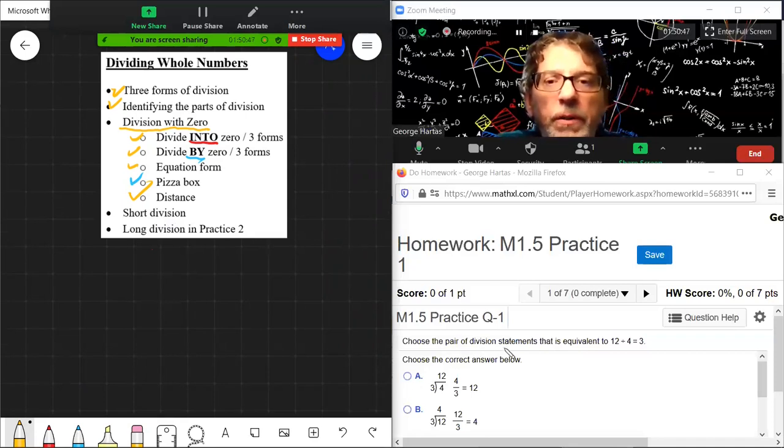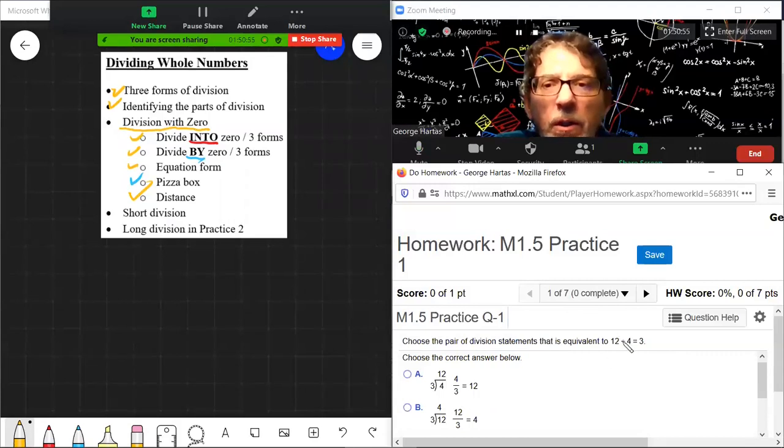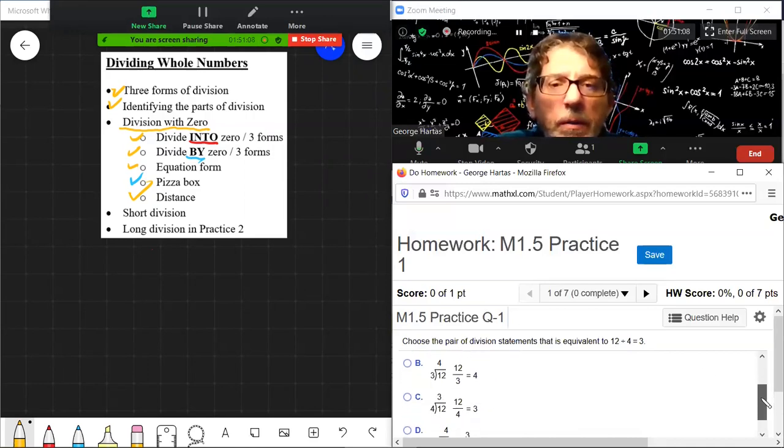Choose the pair of division statements that is equivalent to 12 divided by 4 equals 3. Could it be A, 12 divided by 4? No, because this is the dividend. This should be in the box. I don't see 12 in the box. Nope, that's not it. Next, let's go to B. 12 is the dividend. It should be in the box. Is it? It is. Divided by 4. This is the divisor. This should be outside the box to the left. Is it? Nope. Next.